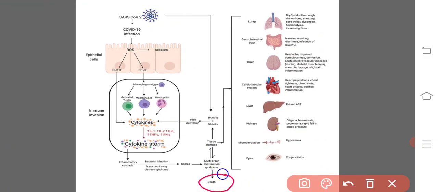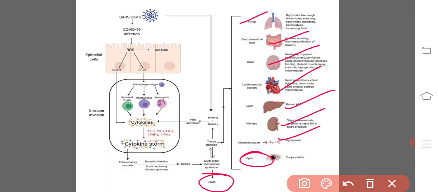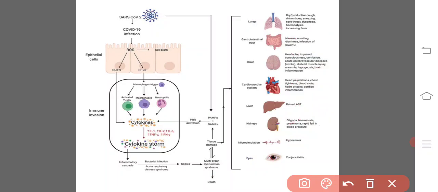So it is very dangerous one. That is a cytokine storm. It may damage lungs, alimentary canal, brain, heart and cardiovascular system, liver, kidneys and circulation and even the eyes. So due to the multi-organ failure, renal failure, usually death occurs in the individual. This is all about the cytokine storm.